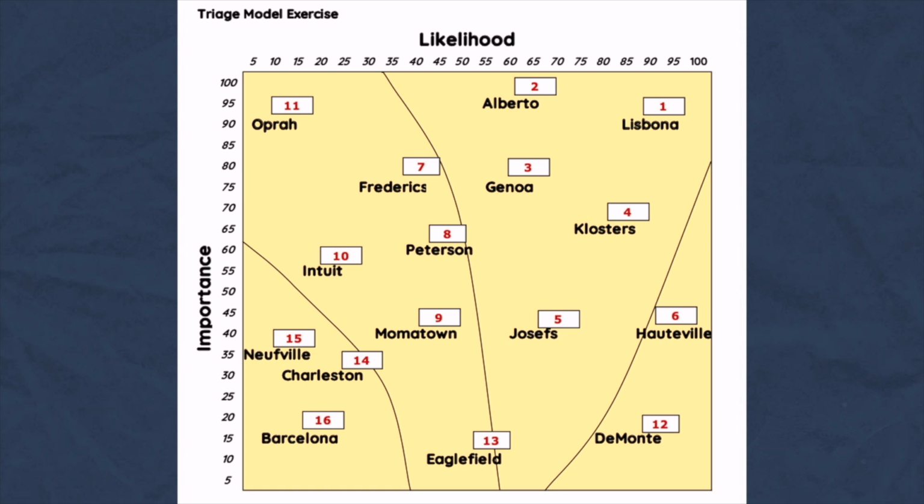Oprah in the top left hand corner is another oddity. This is very high value, but we have very little chance of winning it. What the triage model says is that you just let it take its course and simply respond if something happens. Now, this can be difficult, especially if that one deal could make or break your quarter or your month. But in reality, it's very unlikely to happen.